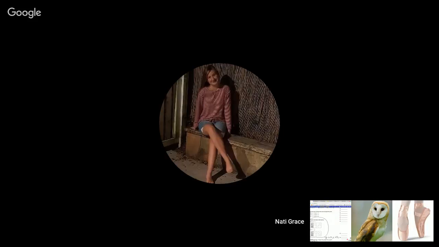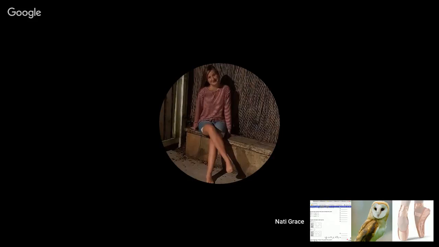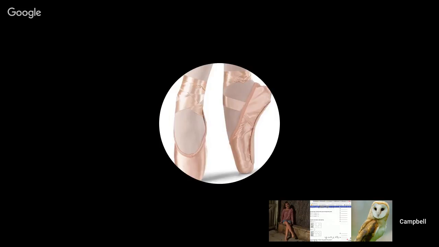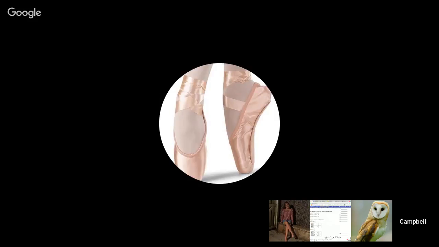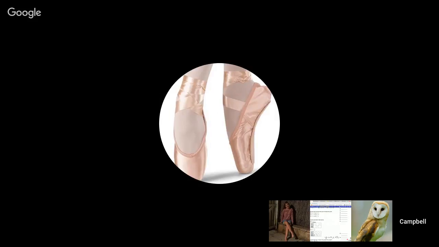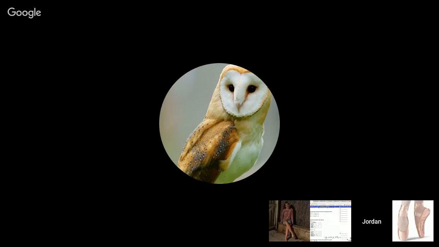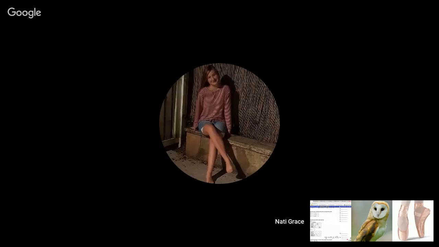Can I check my answers on 24? Absolutely. I got 0 and -7. I got 0 and -7 too. Okay, that 0 is correct and -7 is correct. Sweet. And you feel good about this one? Yes, ma'am. Okay, good. What are the answers to 23? The answers to 23 are 5, and then let's see, negative 6, and then this would be... I got -4 for that. Yeah, that's what I got. It is correct. Doing the tables is really easy because you're just plugging in numbers. Right.